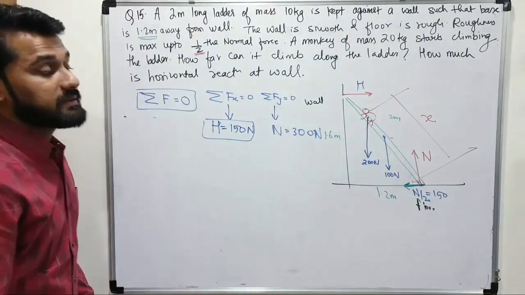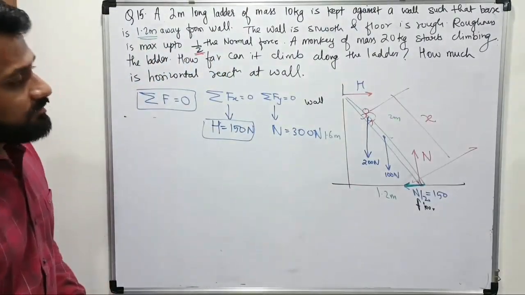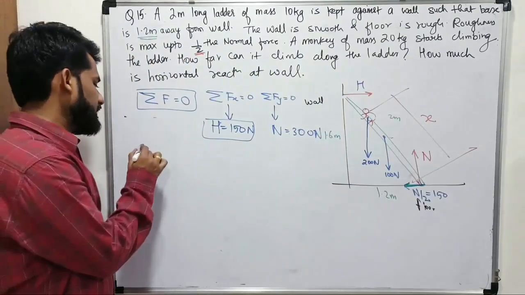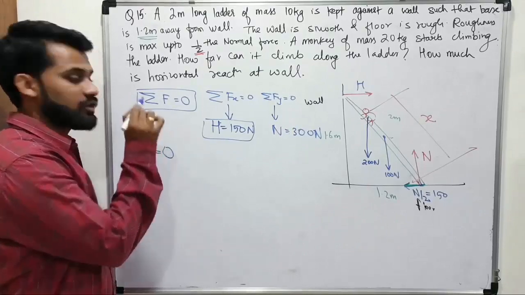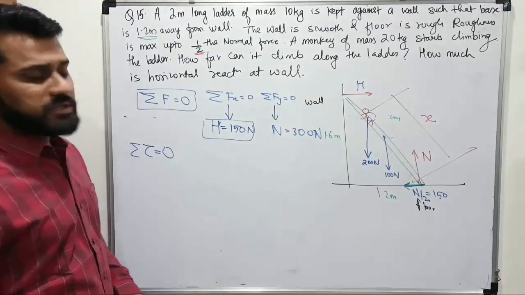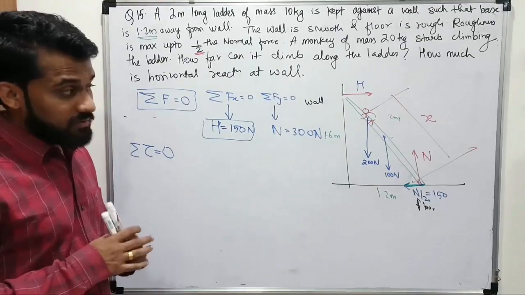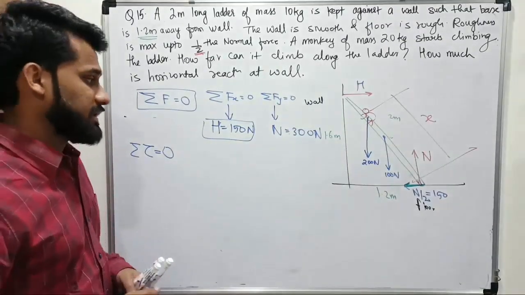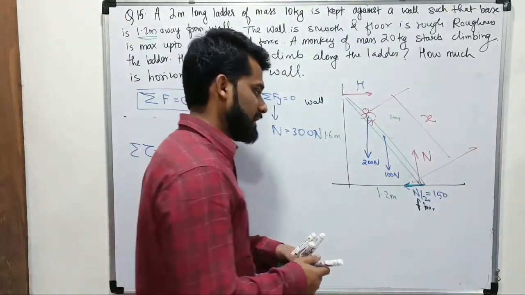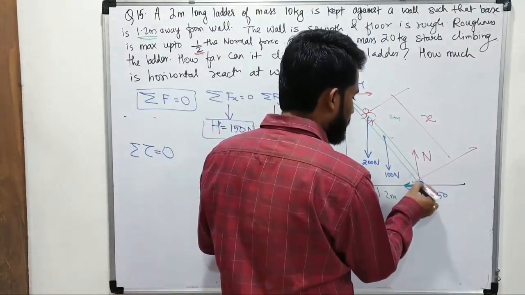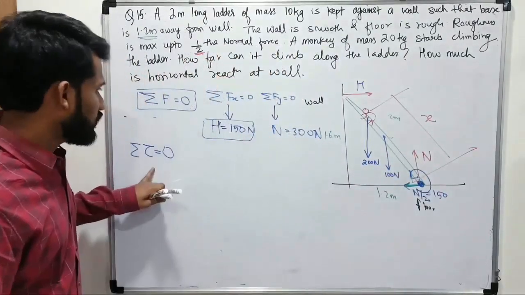Now the question is, at maximum how much should the monkey climb? For that we need to use the second condition of equilibrium, that the sum of all torque should be 0. You can choose any location about which you calculate the torque. The torque should be 0 about that location. So I will choose that location where the maximum number of forces are present, that is this location. If I take torque about this location, I should get net torque 0 because the system is in equilibrium.